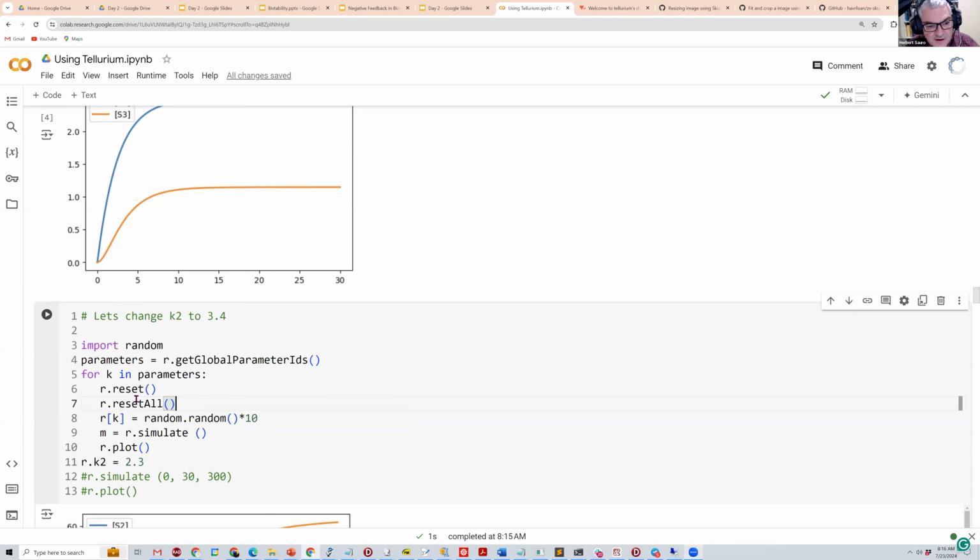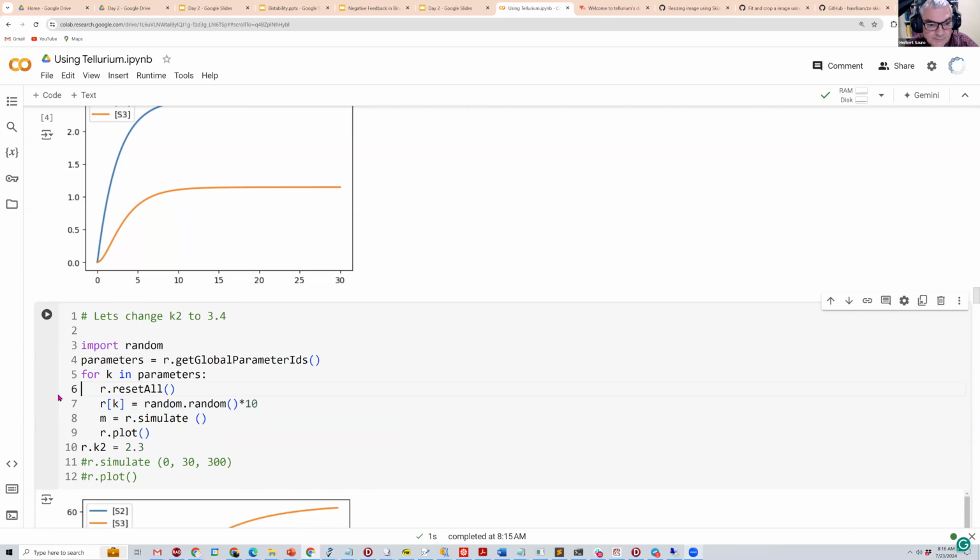And in fact, if I wanted to change one parameter at a time but restore the previous values, I would use reset all. Now what this means is I'm only changing one parameter at a time, and I'm restoring the parameter values back to what they were before I change the next one.